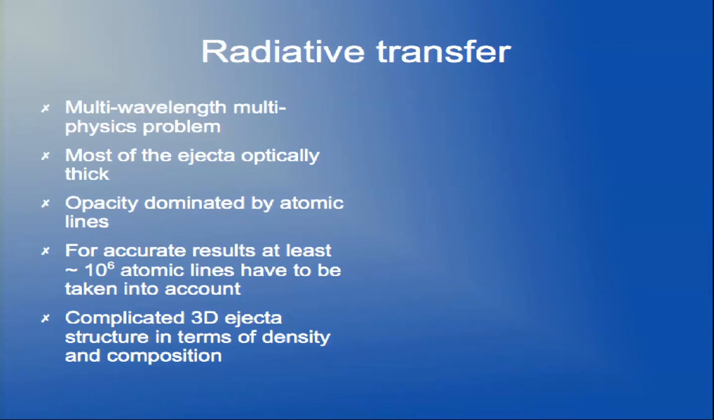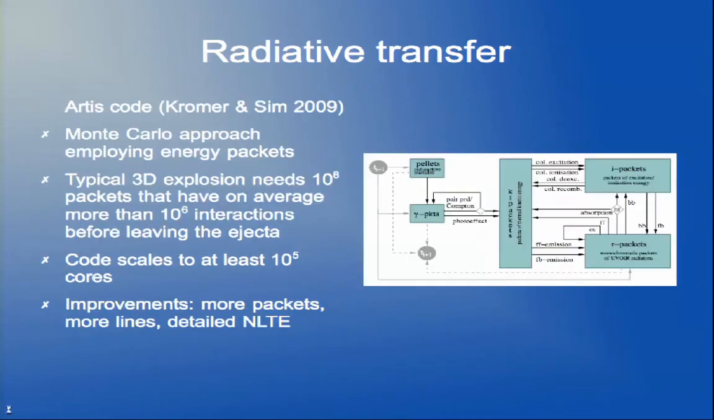The opacity is dominated by atomic lines. So to do this correctly, we really have to accurately model the interaction of photons with a lot of lines, and so we think that for accurate results you have to have a line list of at least like 1 million lines or so. But also there we would like to use a lot more, and we are not completely sure what the systematic effects of only using 1 million lines are. And the other thing is that you have to do the whole game in 3D, because usually the ejecta structure is quite complicated, and also the density and composition.